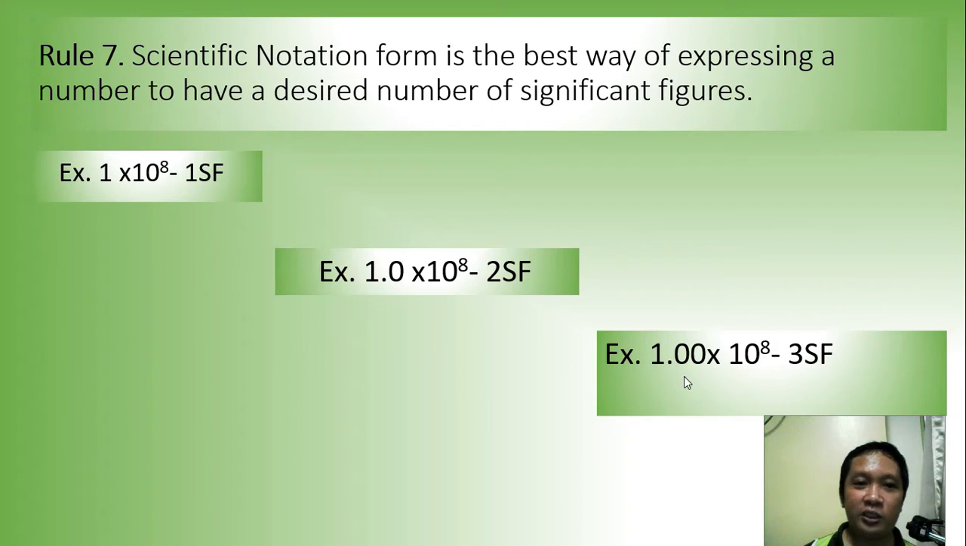So scientific notation, once again, is the best way if we wish to express a number to have 1, 2, 3, or 4, or any number of significant figures. So the best way is to express that using scientific notation. Okay, those are the rules in determining the number of significant figures.